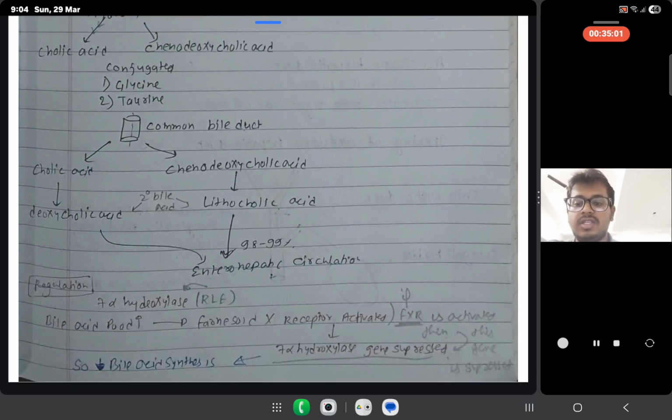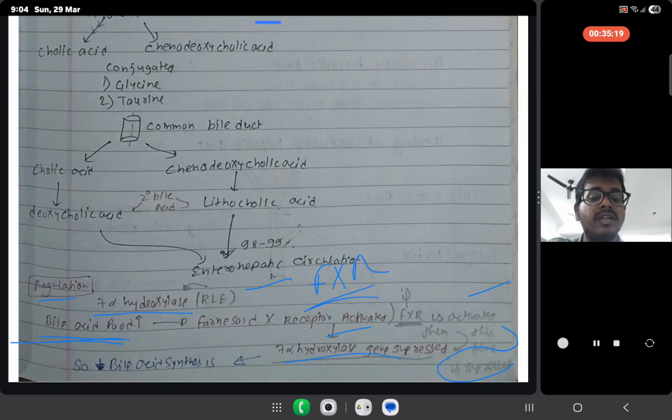Now this step is regulation. The 7 alpha hydroxylase depends on the bile acid pool. If the bile acid pool is increased, FXR is activated. If FXR is activated, then this leads to the suppression of the 7 alpha hydroxylase gene.